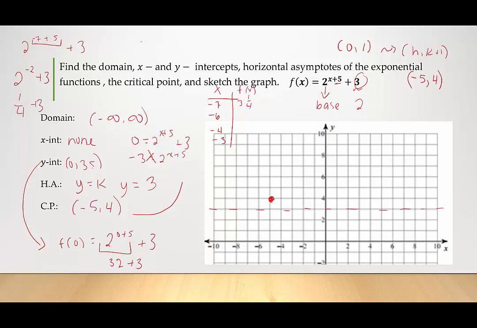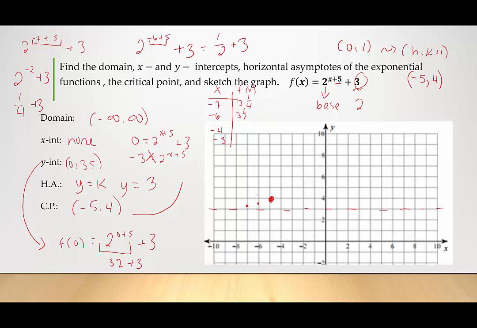When I plug in -6, 2 to the -6 plus 5, and that thing plus 3. This right here is -1. 2 to the -1, that's the reciprocal of 2. So that would be 1/2 plus 3, which will be 3 1/2. And that's what we expect. We expected these, as they get smaller and smaller, to get closer and closer to 3, which they are, because at -7, 3 1/4 is closer to 3 than 3 1/2 is. So it'd start out like that.